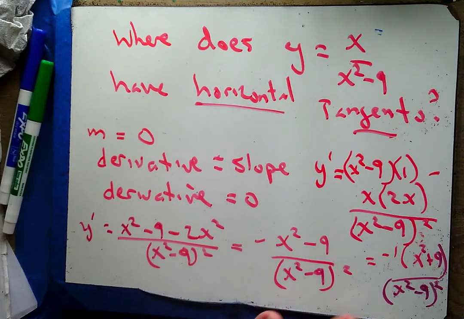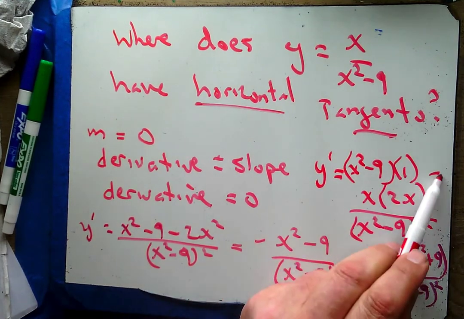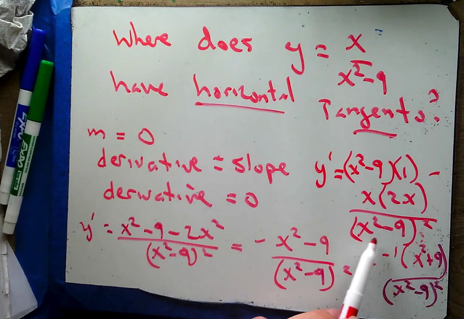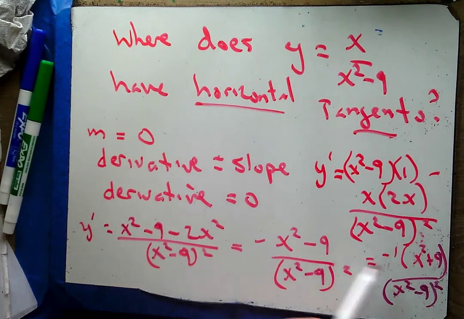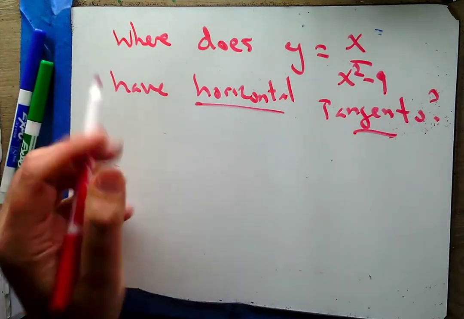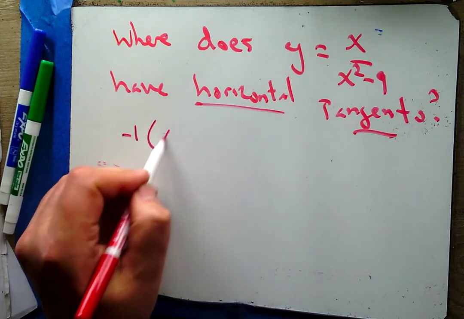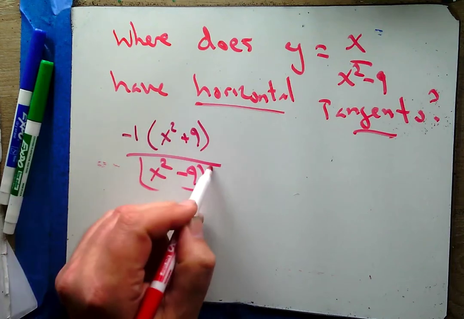Okay, so now I want to set this derivative equal to 0. Actually, first I just want to check it one more time. Low d high minus high d low all over low squared. Yes, yes, yes. Minus x squared minus 9. Great. Okay, so I want to know when the derivative is equal to 0. So minus 1 times x squared plus 9 over x squared minus 9 squared.